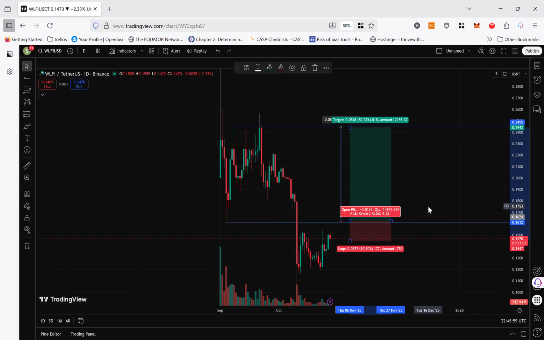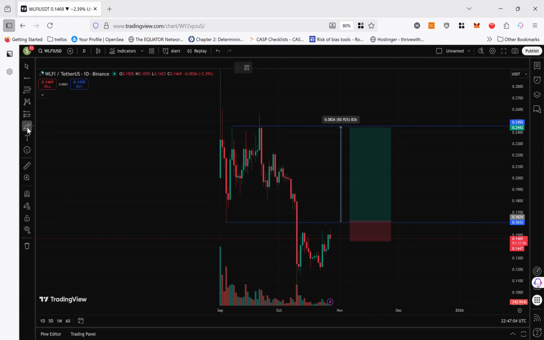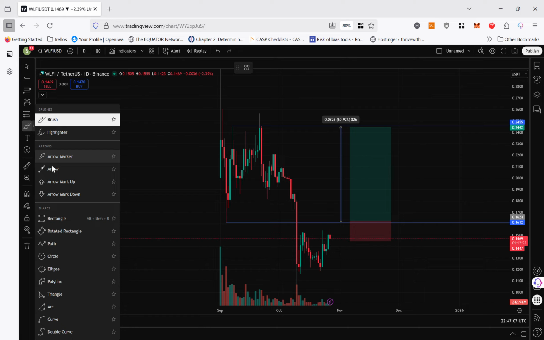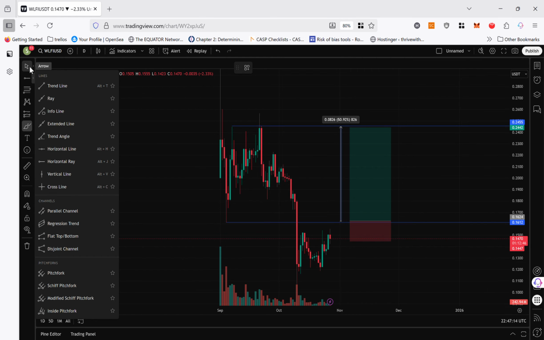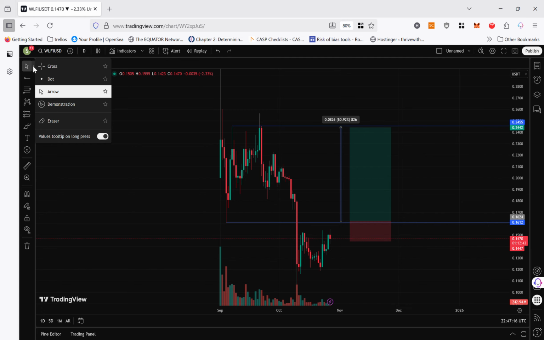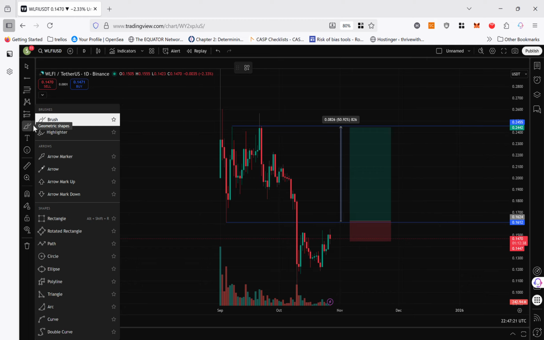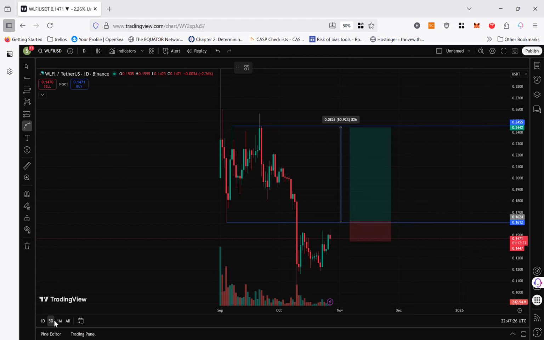Can you minimize this? Yes. Sometimes, can I draw? Let me see if I can draw. Brush, highlighter, rectangle. I can't remember what the instrument is. What's this? No. I wonder if this is... No, it's not. I can't remember where the tool is, but anyway.